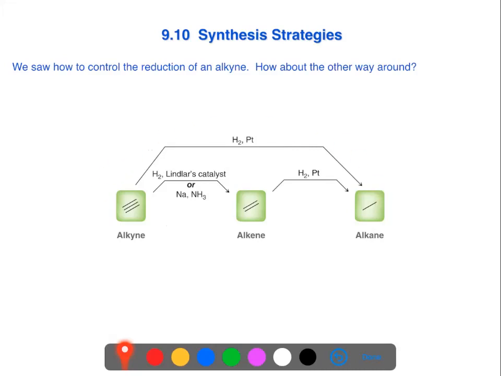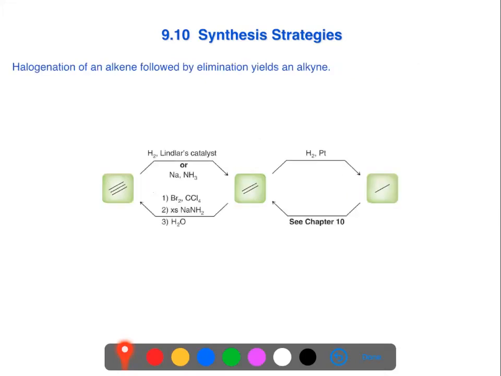Now, how about the other way around? Are there methods in which we could take the alkene functional group and transform it to an alkyne? Well, we can do that, but we can't do it in a single step, and that's shown on the next slide. So you can see that a common way to produce an alkyne from an alkene is to first halogenate the alkene with molecular bromine.